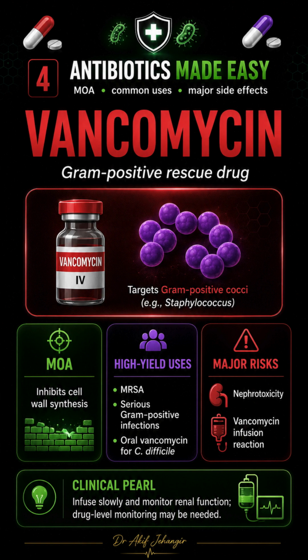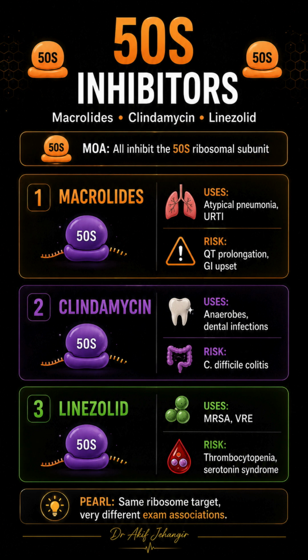Now moving to vancomycin. Vancomycin is also a cell wall inhibitor, but clinically we often think of it as a gram-positive rescue drug. It is especially important for MRSA and serious gram-positive infections. Oral vancomycin is used for C. difficile infection because it acts inside the gut. The two major adverse effects to remember are nephrotoxicity and vancomycin infusion reaction. So the clinical pearl is, infuse it slowly, monitor renal function, and in selected patients, monitor drug levels according to local protocols.